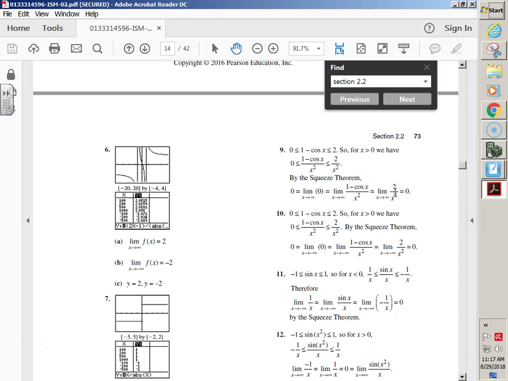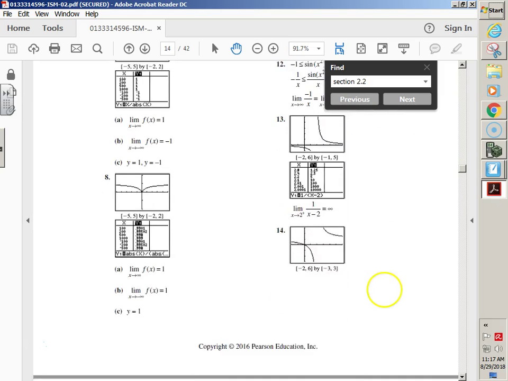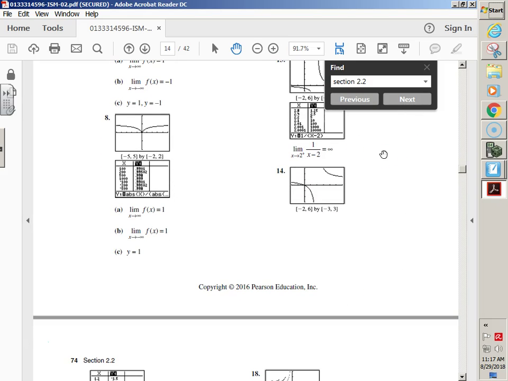Okay, what's after number 6? A is 1, B is 1, C is 1. Well, how'd you get 0? Did you do the degree test?